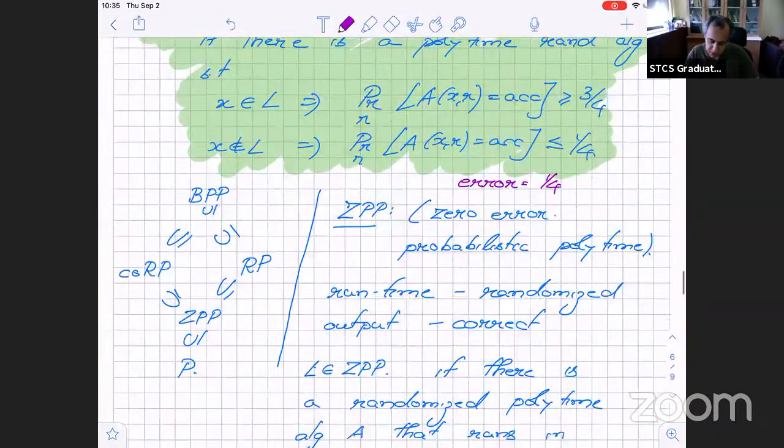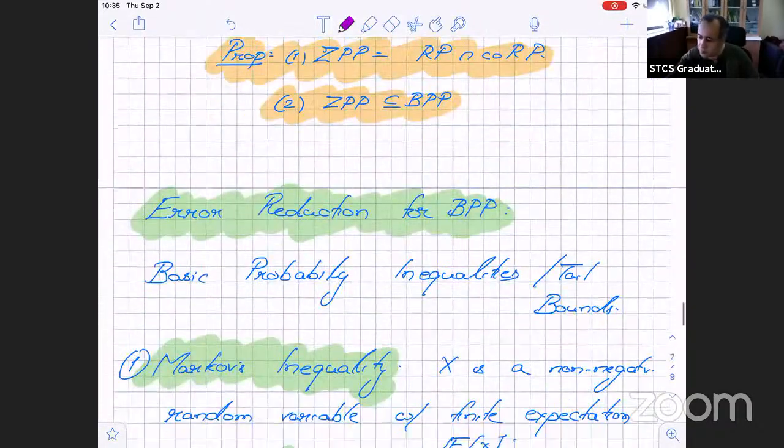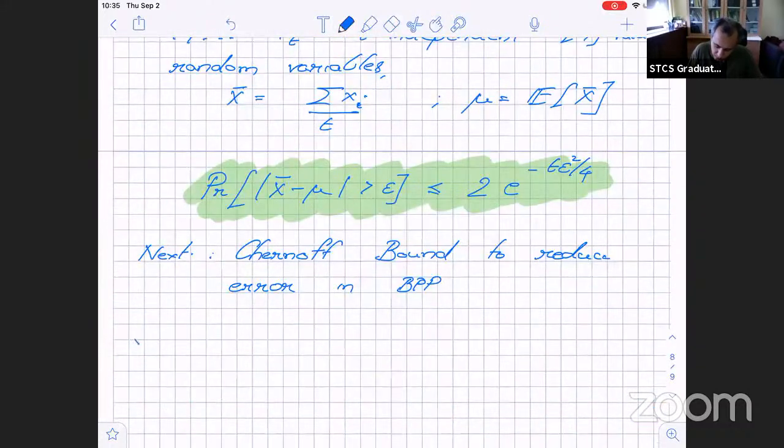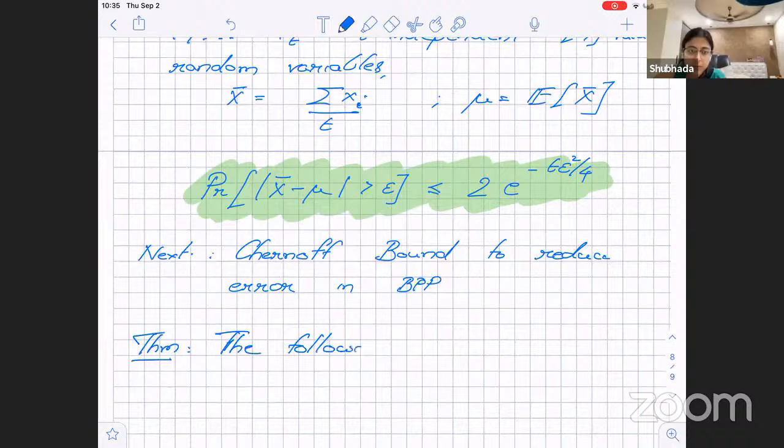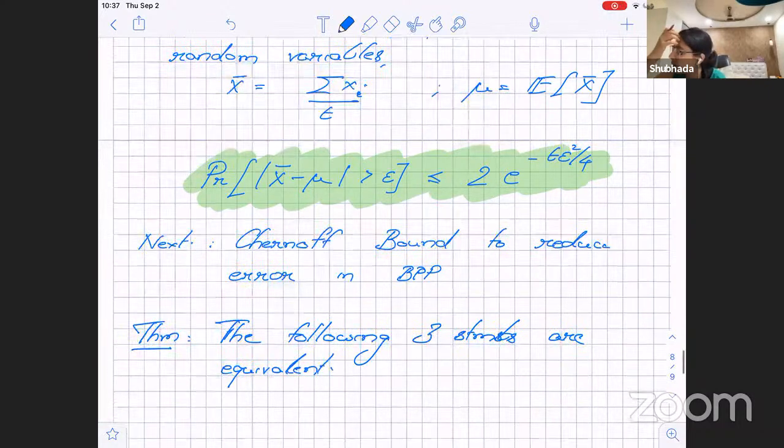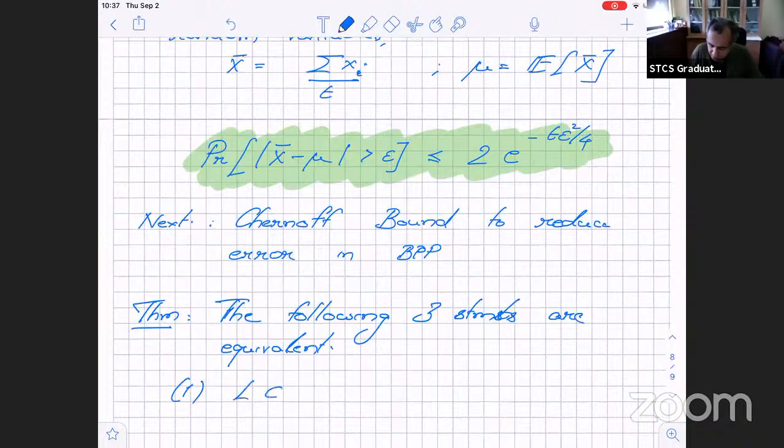The Chernoff bound tells you that the following three statements are equivalent. 1, L is in BPP. That is, error is less than or equal to 1/4.